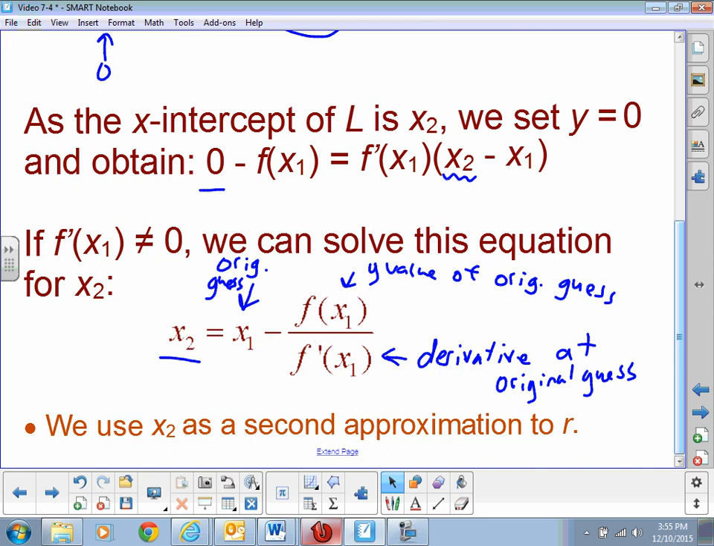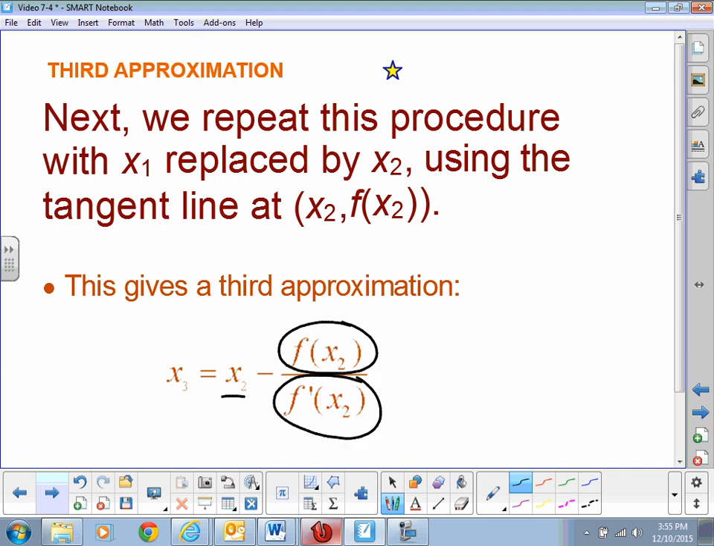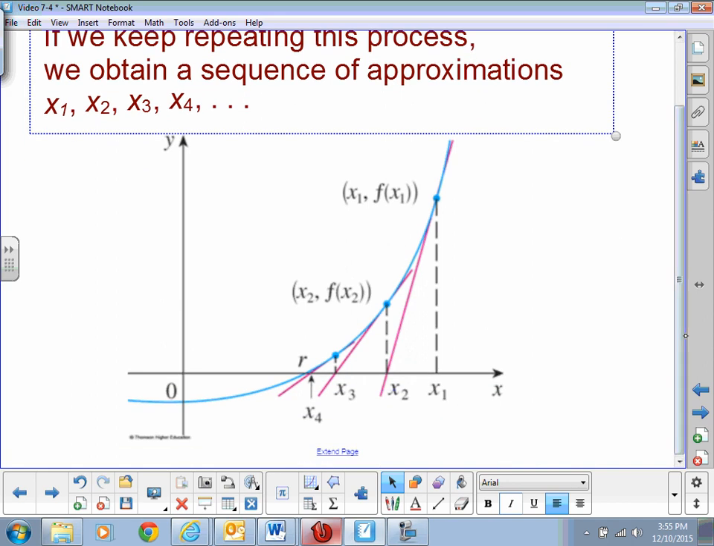To find the third approximation, we just repeat that. To find the third one, we'll now have our second approximation, the y value for that second approximation, and the slope of our original curve at that second approximation. So here's a little picture, a nicer one than the one I drew. Notice they're getting closer and closer to that. And that is the process that we're finding. We're getting x values that are closer and closer to that actual root.